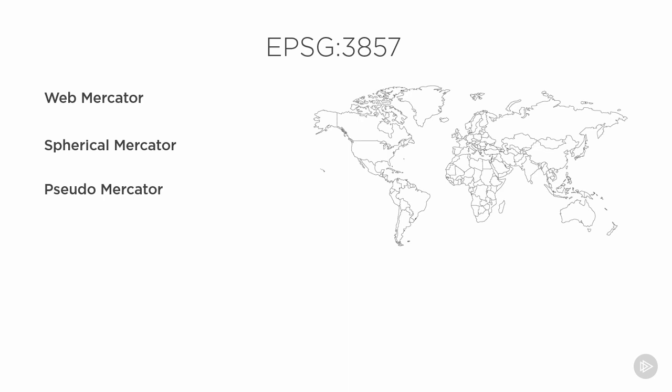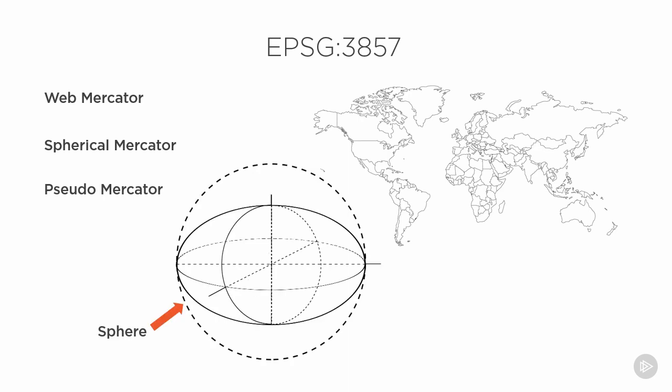And given that these names all have Mercator in them, and one of them mentions pseudo Mercator, we know that this projection is going to be very similar to the Mercator projection. The actual difference between EPSG 3857 and a true Mercator projection is that EPSG 3857 approximates the Earth as a sphere. That's where the word spherical comes in, spherical Mercator.